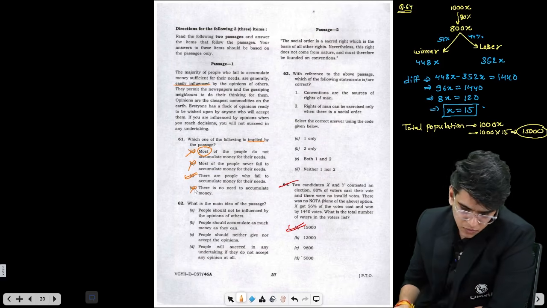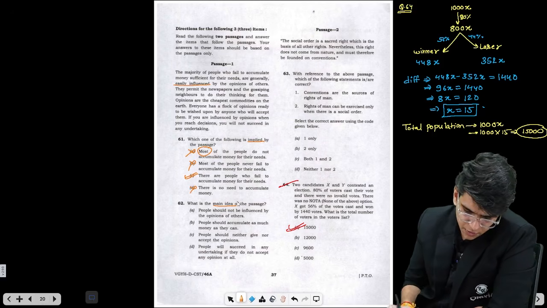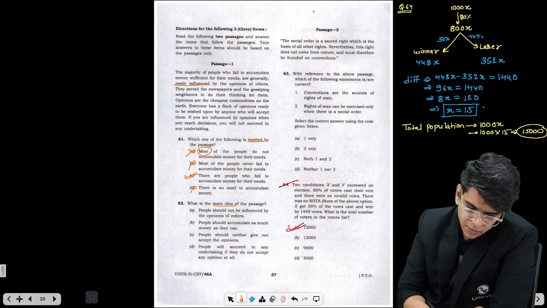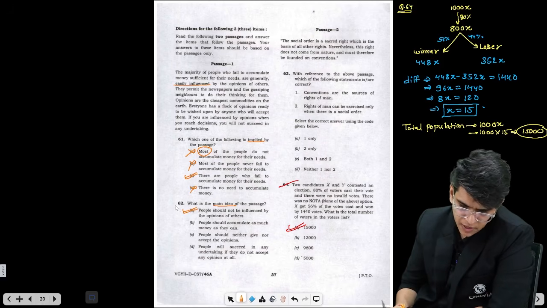Right? Option C. Main idea of the passage, crux of the passage: people should not be influenced by the opinions of others. People should accumulate as much money as possible. People should neither give nor accept opinions. People will succeed in undertakings. So basically, people should not be influenced by the opinions of others. This is the main idea of the passage.